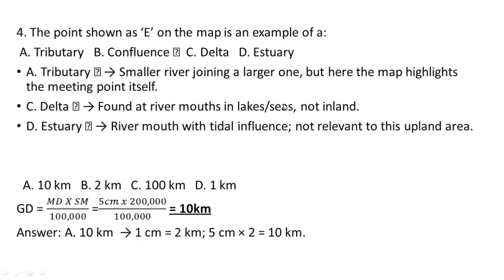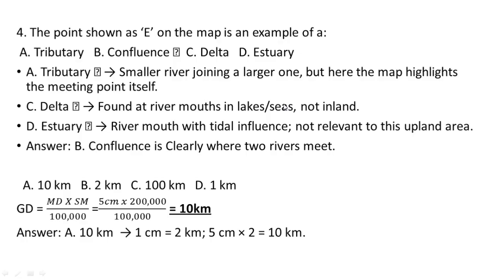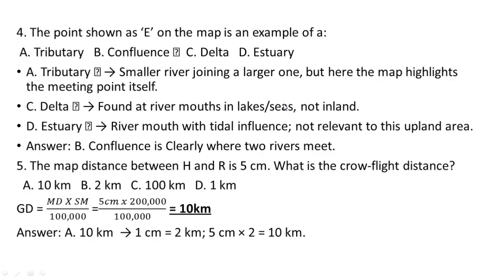Question number 5. The map distance between H and R is 5 centimeters. What is the crow flight distance on the map? A. 10 kilometers. B. 2 kilometers. C. 100 kilometers. D. 1 kilometer. Ground distance is equal to map distance times the scale of the map over 100,000. From this, 5 centimeters is given as the map distance, times the scale of the map, 200,000, over 100,000, which comes to 10 kilometers. So 10 kilometers is the answer. In other words, if 1 centimeter equals 2 kilometers, 5 centimeters times 2 equals 10.